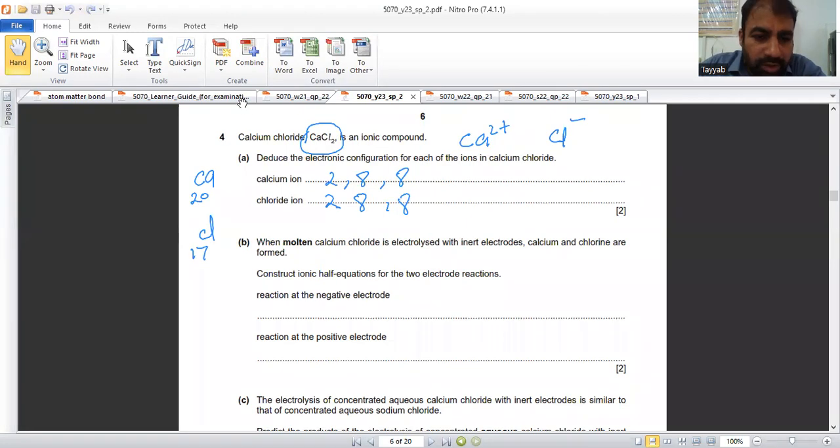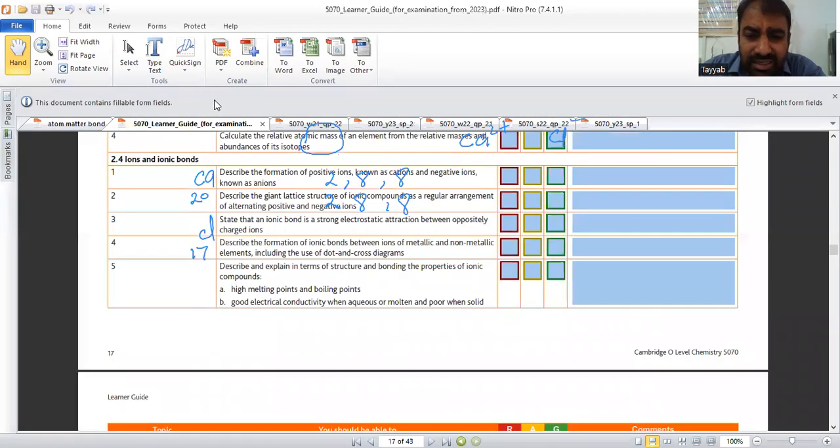Now we will move towards what is next. The next is to describe the giant lattice structure of an ionic compound as a regular arrangement of alternating positive and negative ions. Before that, we should know what ionic compounds are. Ionic compounds are formed when ions are electrostatically held together. Ions attract each other.